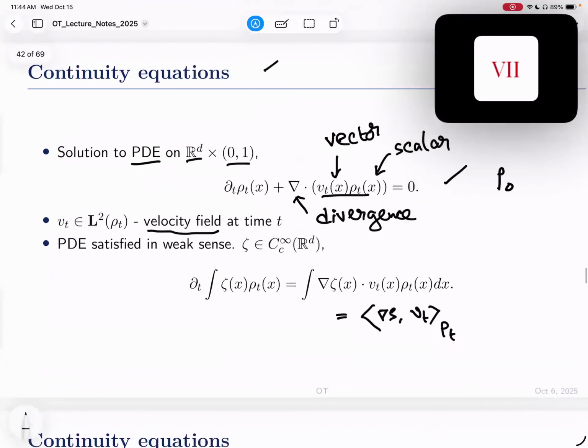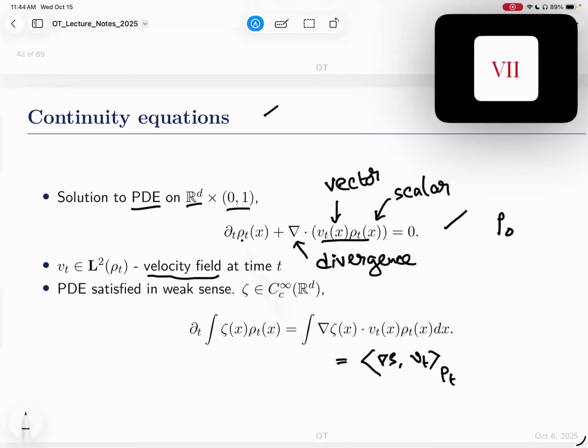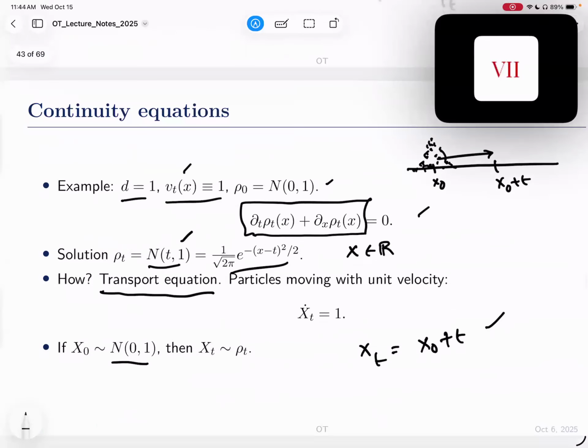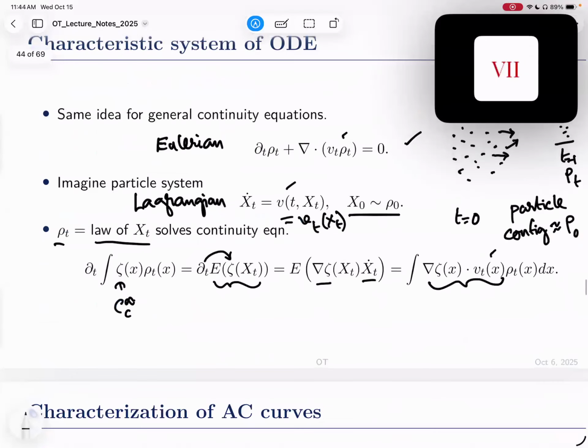And then we talk about continuity equations. Continuity equations are solutions of this type. I'm given a velocity field v_t, and I solve for del t rho t plus divergence of v_t rho t is equal to 0. That's the PDE that I need to solve. Then I talked about how these continuity equations can be seen in a Lagrangian point of view by thinking about particle systems where the particles are moving according to the velocity field. If I look into how the law of a random particle is moving, then that's what is tracking the continuity equation. And that's a very natural way of thinking about continuity equations.